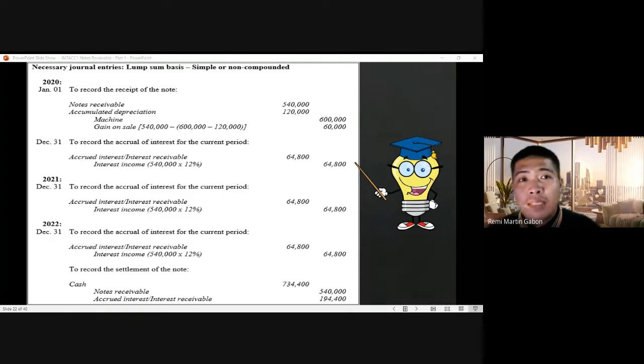So simple lang. Kaya nga simple eh. Redundant na ako masyado. Simple lang si simple. Oh my gosh. Ay, nako. So we're able to catch up the difference ng simple at saka compounded. Madali lang yan, guys.